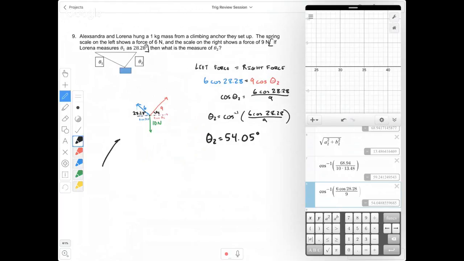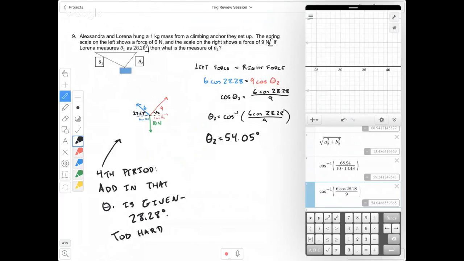Yeah, and then I'm leaving a note. 4th period: add in that theta 1 is given, 28.28 degrees. It was solvable. I solved for the original 4th period problem and got 28.28 degrees, but the problem is just a lot harder. So too hard otherwise.